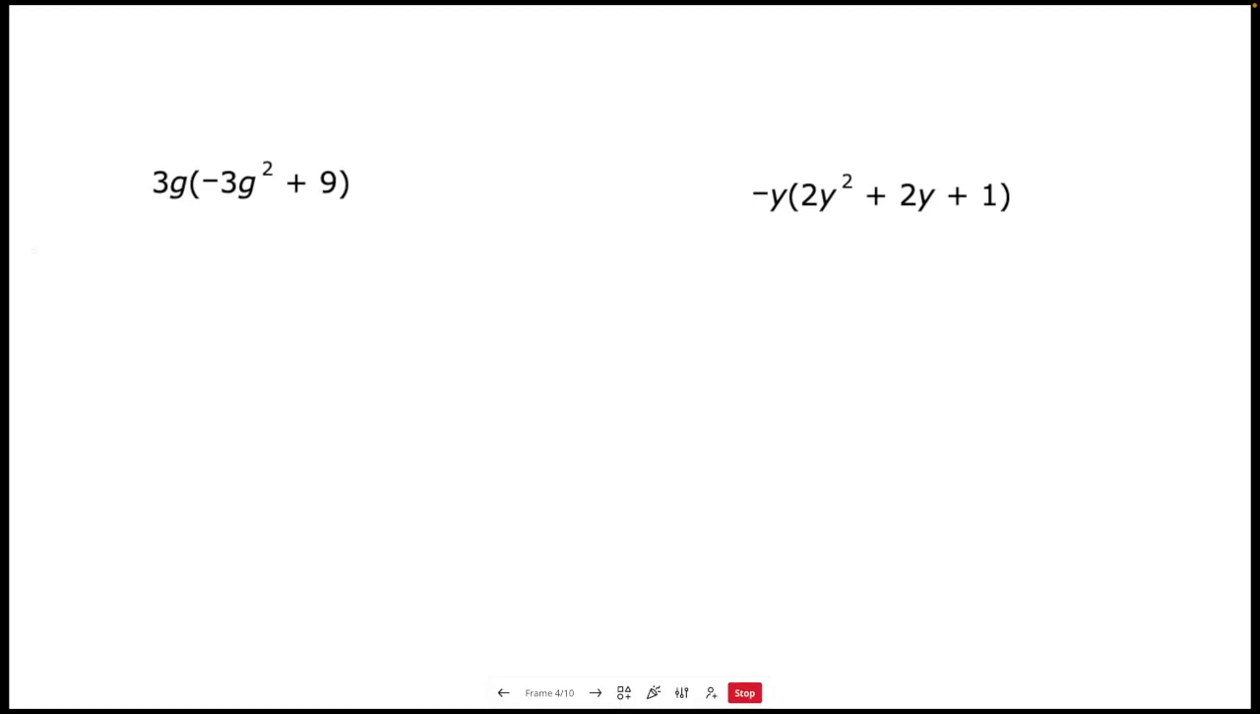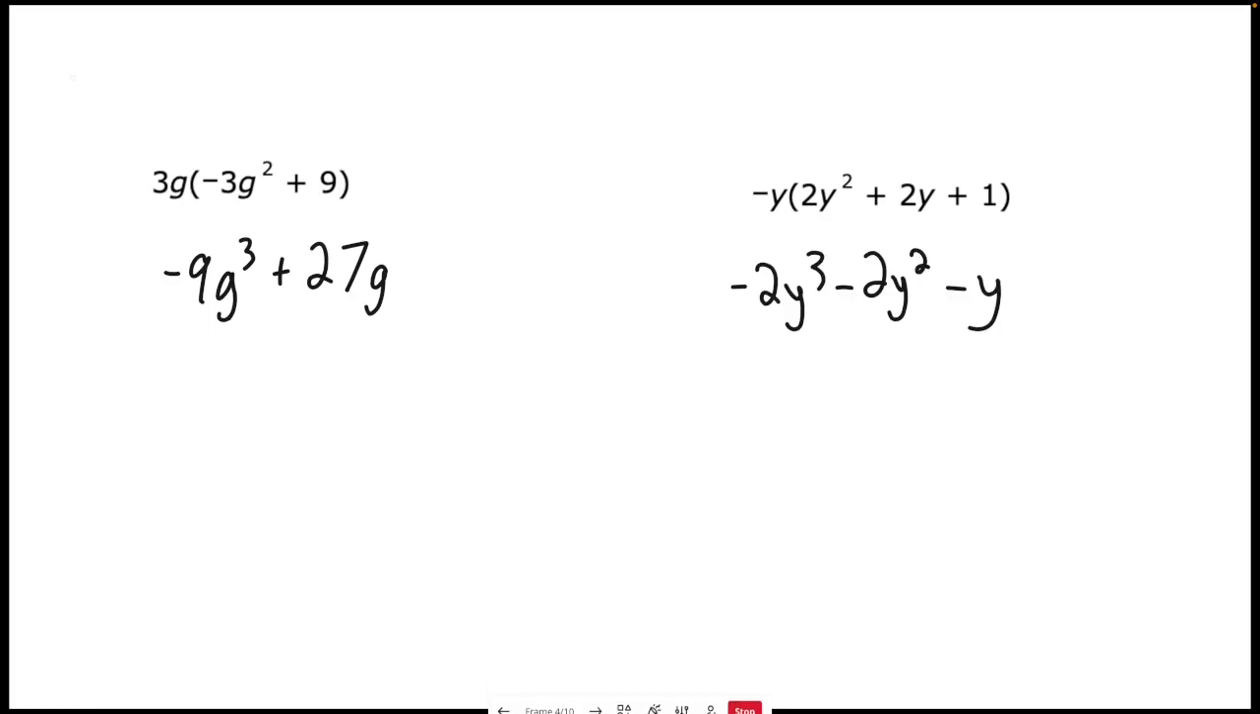Okay, now that you've had time to work these problems, let's check your solutions. For the first problem, you should have gotten -9g cubed plus 27g. And for the second problem, you should have gotten -2y cubed minus 2y squared minus y.